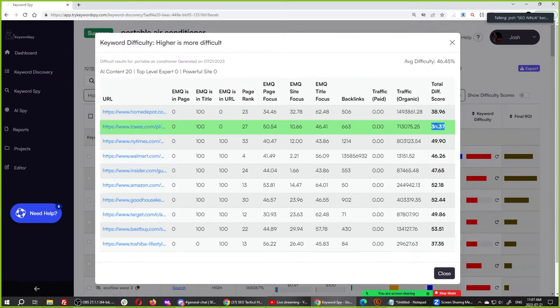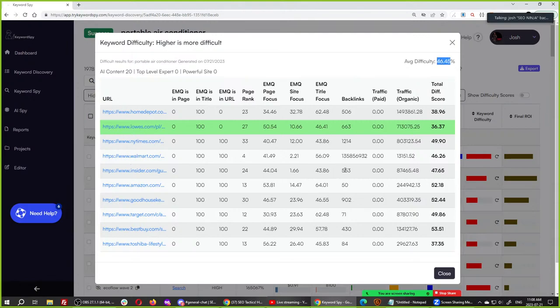Now, when your low-hanging fruit is a total difficulty score of 36, well, that's still a really tough niche that doesn't make a lot of money. But there are some big gaps in their game here that you could possibly compete with. If I were the hypothetical person I'm doing this keyword report for, I would make the whole site about portable air conditioners. It's one of the only ways you could, in a timely manner, compete with such powerful competition.